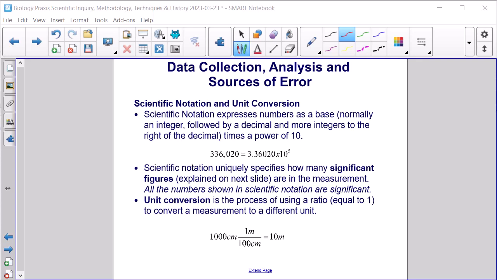Scientific notation uniquely specifies how many significant figures, which we'll explain next, are in the measurement. All the numbers shown in scientific notation are significant. Unit conversion is the process of using a ratio equal to 1 to convert a measurement to a different unit. Here you can see the conversion from 1,000 centimeters to meters, knowing that 1 meter is 100 centimeters.